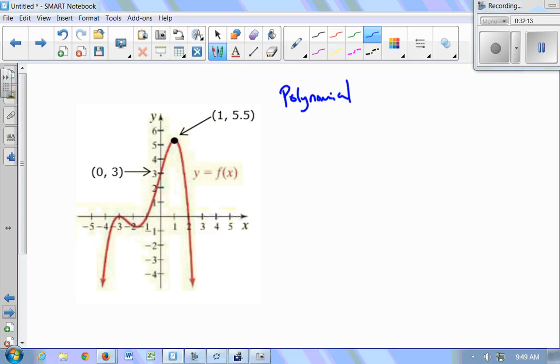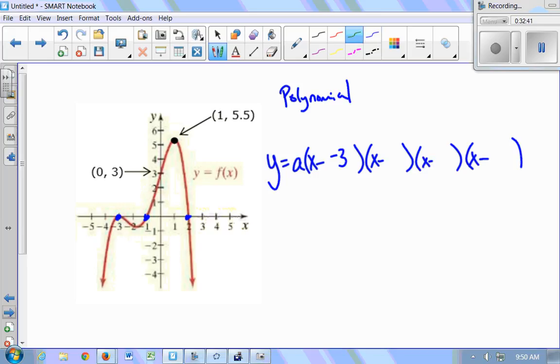which means I can generally write it like a times a factor, times a factor, times a factor. Right? And each factor is x minus a 0. And then my zeros are -3, -1, and 2. So x minus -3, -1, and 2. And then I don't need this last guy.